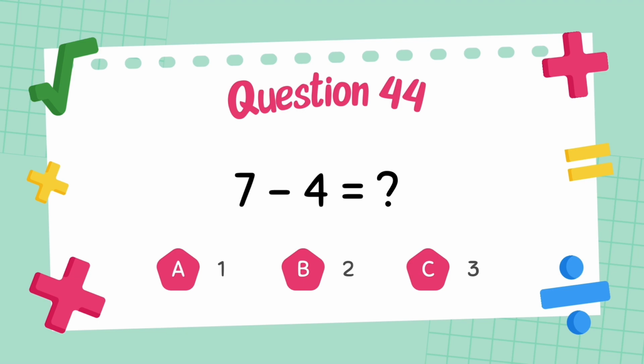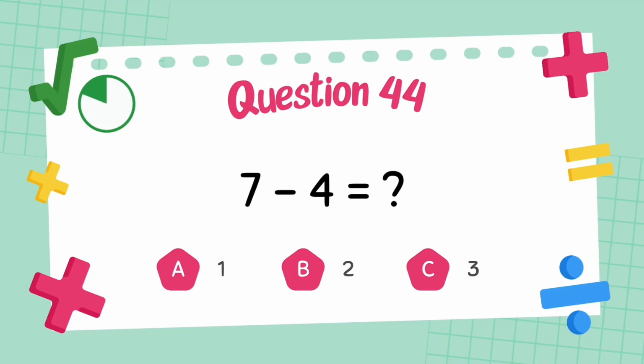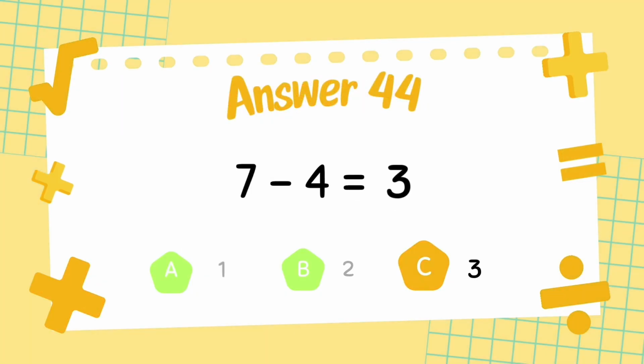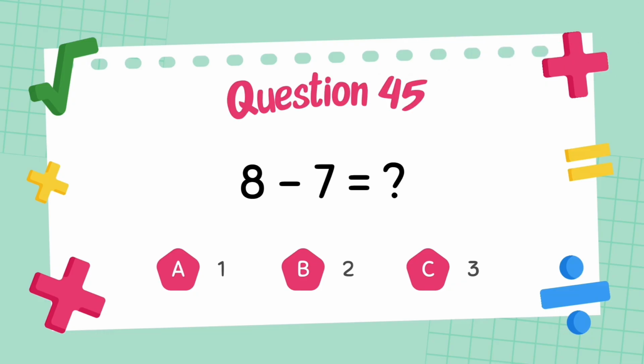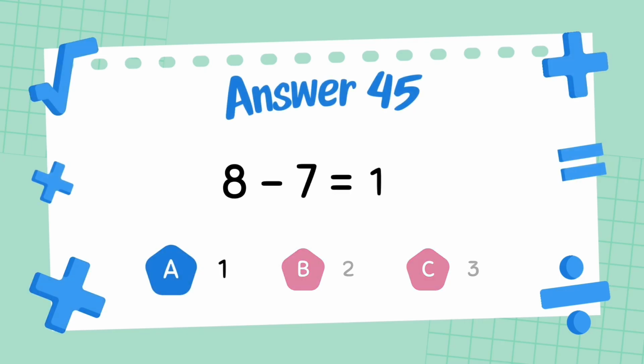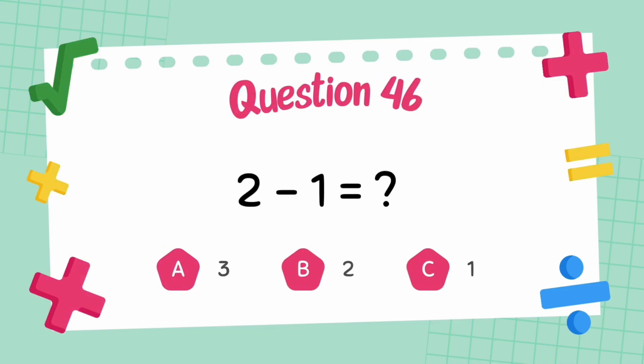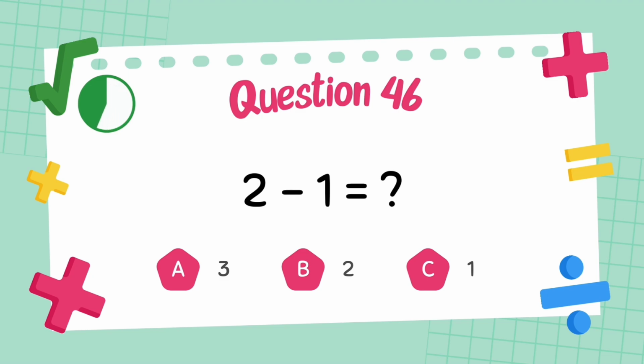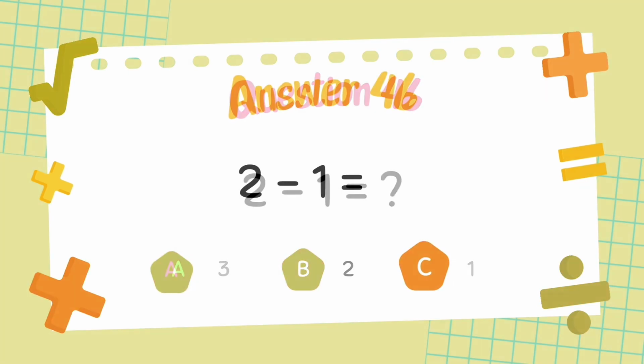What is 7 minus 4? The answer is 3. What is 8 minus 7? The answer is 1. What is 2 minus 1? The answer is 1.